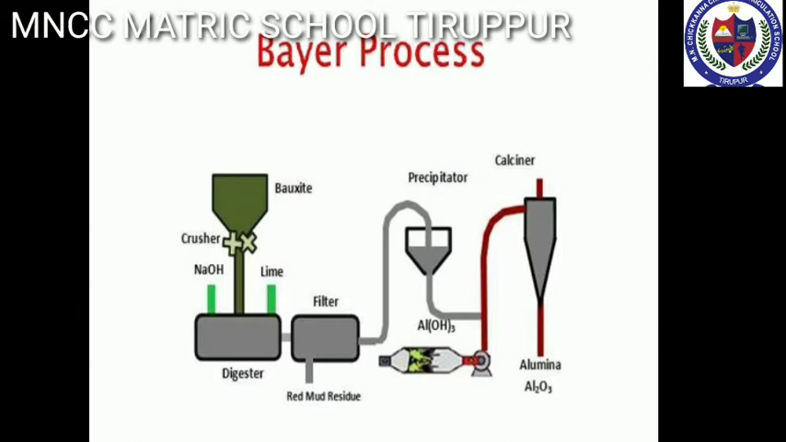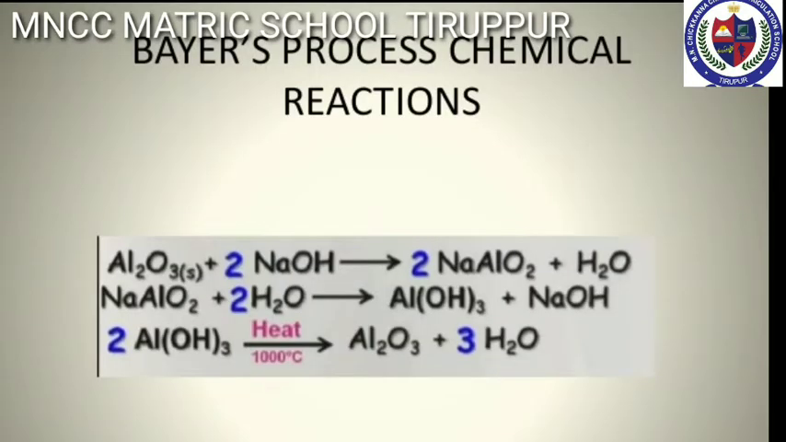Bauxite ore is finely ground and heated under pressure with a concentrated caustic soda solution at 150 degrees Celsius to obtain sodium meta-aluminate. And second step, on diluting sodium meta-aluminate with water, a precipitate of aluminium hydroxide is formed. And third one, the precipitate is filtered, washed, dried and ignited at 1000 degrees Celsius to get pure alumina.